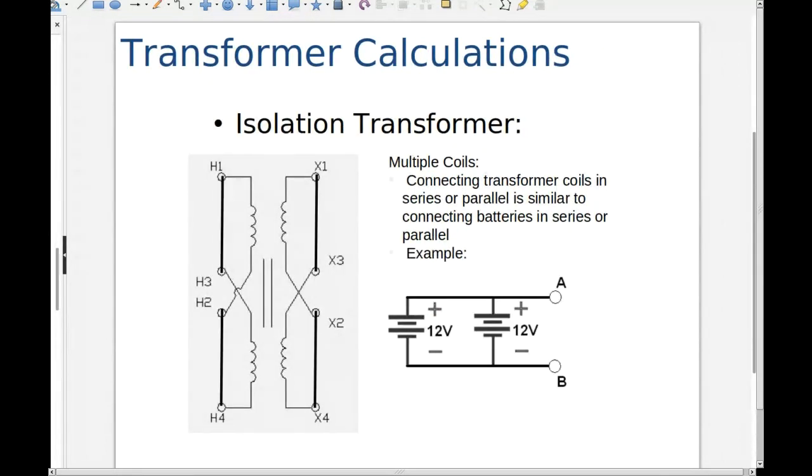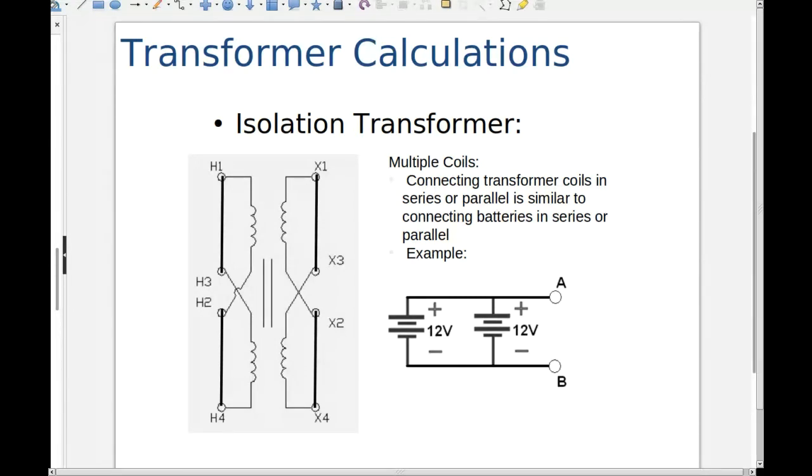All right, and this is just showing some different windings. Some of the different transformers, you can actually hook them up a couple of different ways. So in this case here, we have 4 windings. All 4 windings share the same core. We have 2 primary windings and 2 secondary windings.